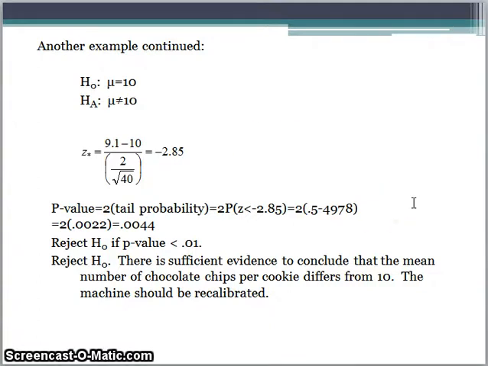For a two-tailed hypothesis test, we're going to have 2 times the tail probability. The tail probability is the probability z less than negative 2.85. And when we do that, we get 0.0044. Because alpha in this problem is 0.01, we're going to reject H0 if p-value is less than 0.01, which means because this p-value is less than alpha, we reject H0 and say that there is sufficient evidence to conclude that the mean number of chocolate chips differs from 10. So we would recalibrate the machine.